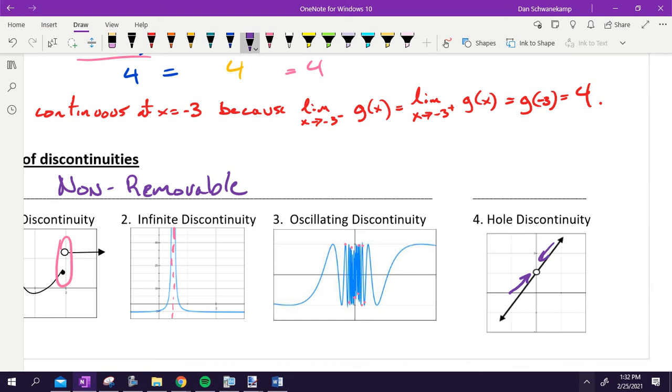If you have a hole discontinuity, if you got a hole, can you fill it up? Boop. If I had a dot right there, is it discontinuous anymore? No, it'd be continuous. So we refer to this as a removable discontinuity because if you got a hole, you could fill it. Okay? You could remove that discontinuity if you just plugged in the hole. Does that make sense? The difference between non-removable and removable. Removable is a hole, non-removable is any other type.